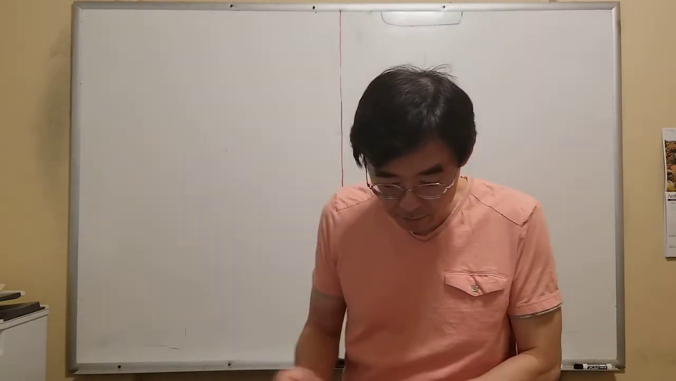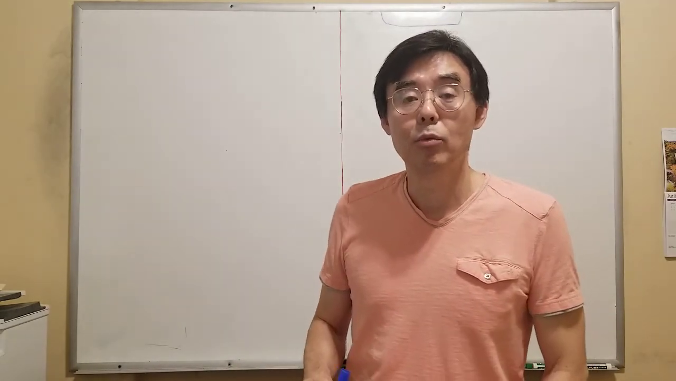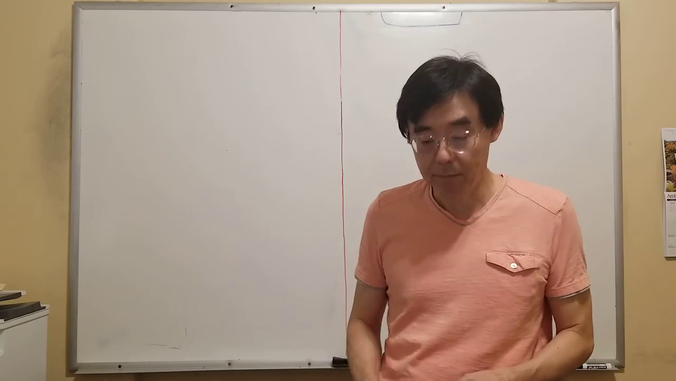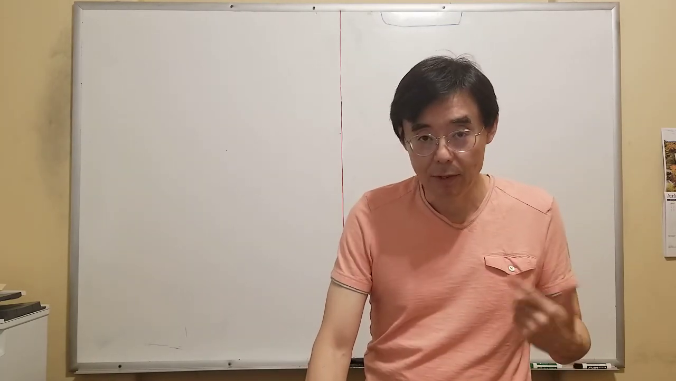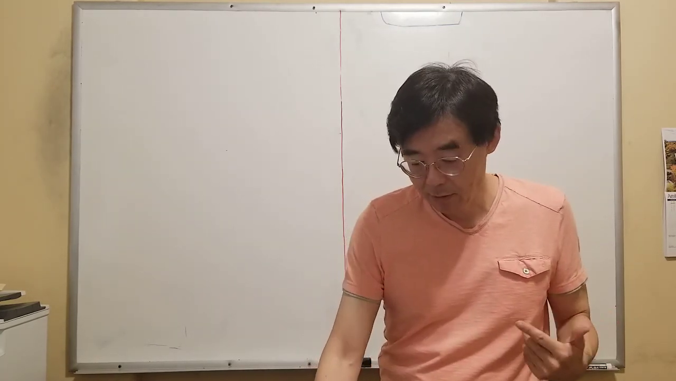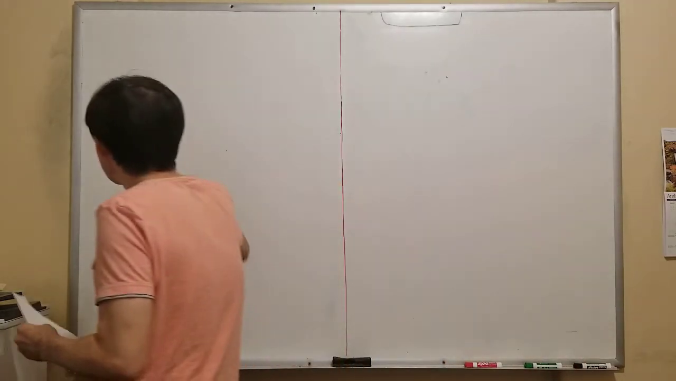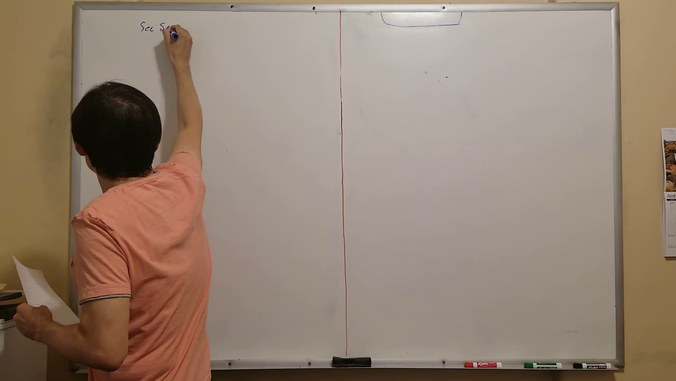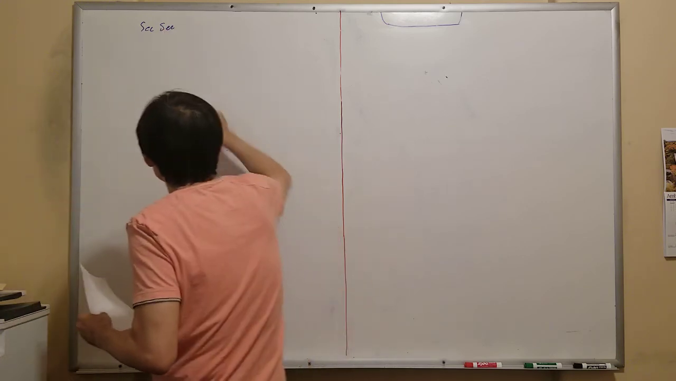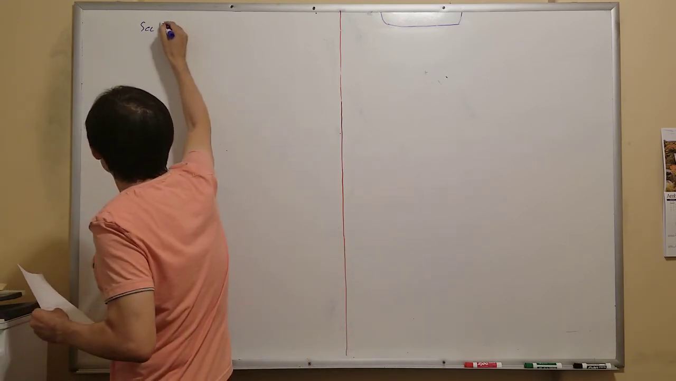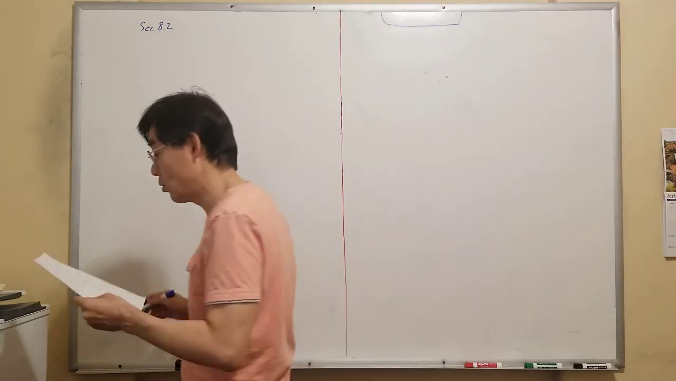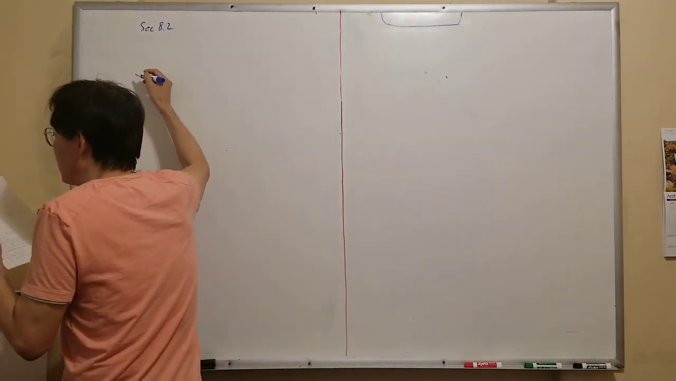Okay, so in section 8.1 we learned the concept of limit of a sequence. Today we talk about series. 8.2 is about series. So, series is additive expression of the terms of a given sequence.